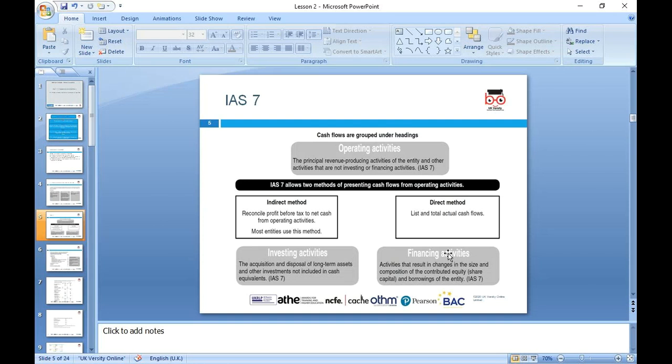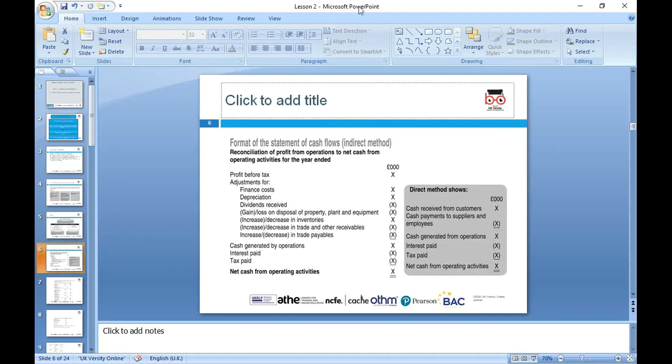Okay, so that's what we'll go through. Under IAS 7, we can prepare the cash flow statement by using two methods. The indirect method recognizes profit before tax to arrive at the net cash flow from operating activity. Most entities, meaning organizations, use this method. The direct method lists the total actual cash flow, which I'll show you in the next slide. Any question? So next I'm going to show you the indirect method.